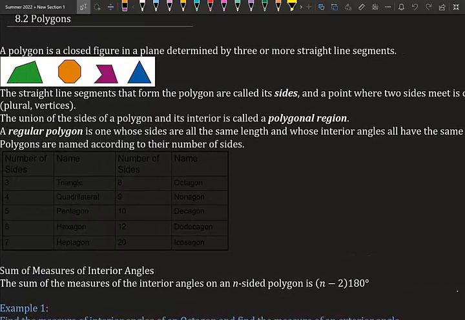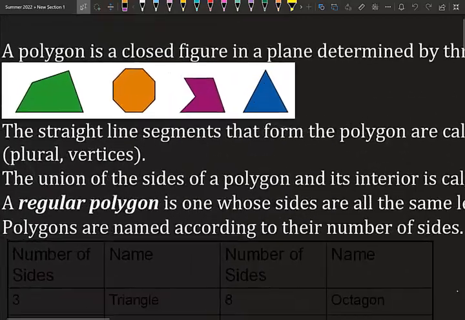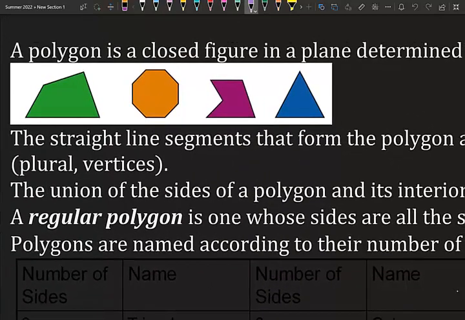So a regular polygon is like an equilateral triangle or a square. All of those are regular because everything's equal. It's nice and neat. So this one would be regular, this one would be regular, because they're all equal. These are not regular polygons. They're polygons, but not regular.